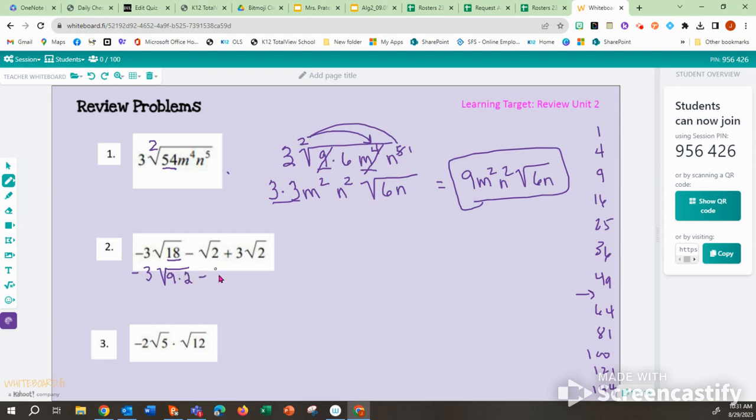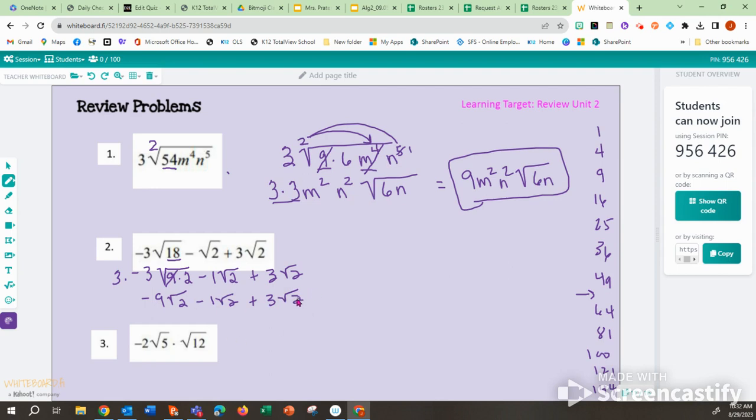And then I'm going to bring down these other square roots. There is an understood minus 1 in front of that square root of 2. And then I'm going to bring down the 3 square root of 2. I'm going to take the square root of the 9. 3 is going to come out. I'm going to do 3 times negative 3. That's going to give me negative 9 square root of 2. Bring down the minus 1 square root of 2. And bring down the plus 3 square root of 2.